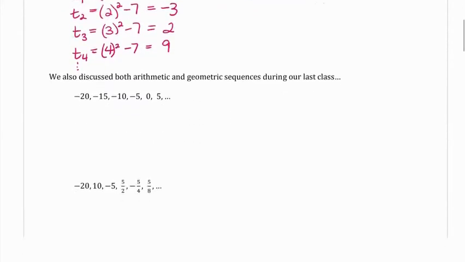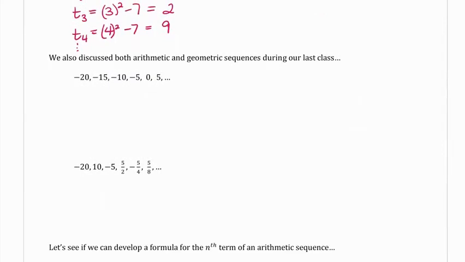Okay, then we talked about the differences between arithmetic and geometric sequences. Remember this sequence here, if we look at it, we can look at the changes each time. And this one, it looks like it's increasing by 5 every single time. So if I'm adding 5 every time, that's a common difference of 5, which means this is an arithmetic sequence because it has a common difference. We're adding to get each new term.